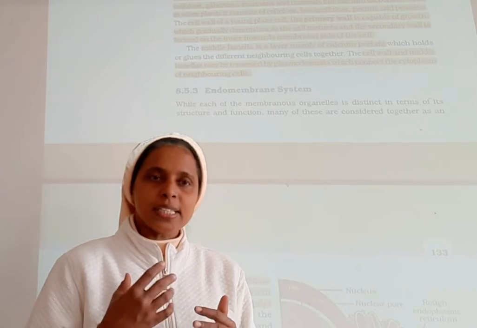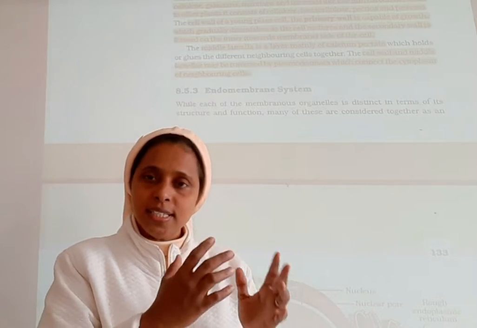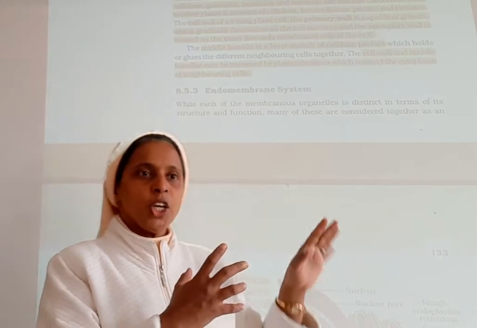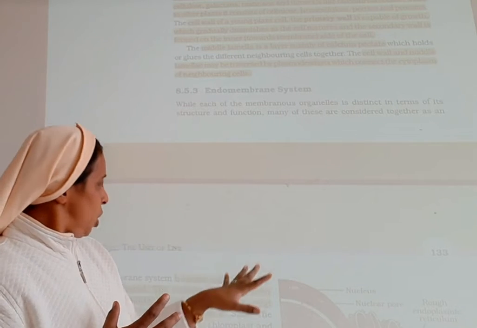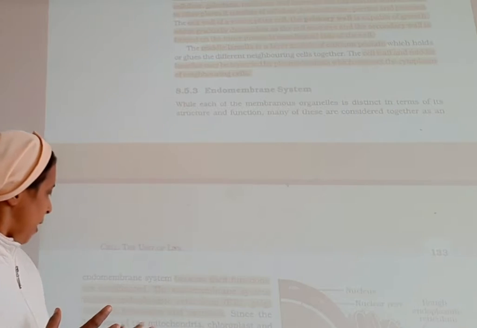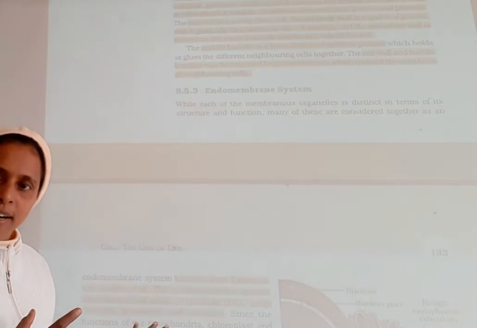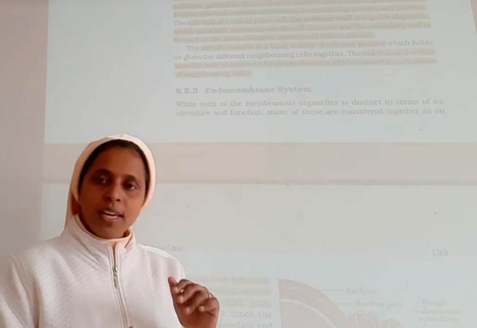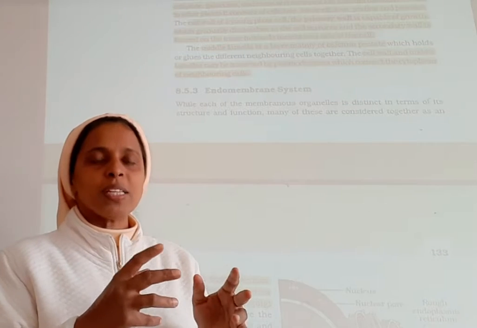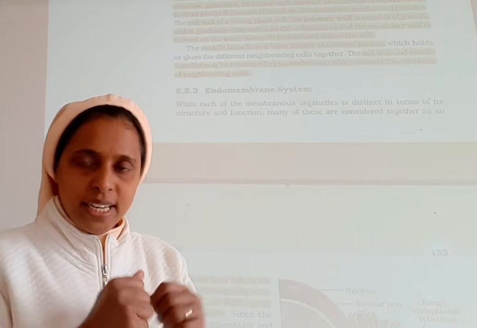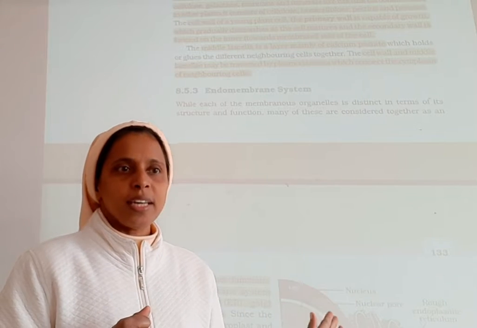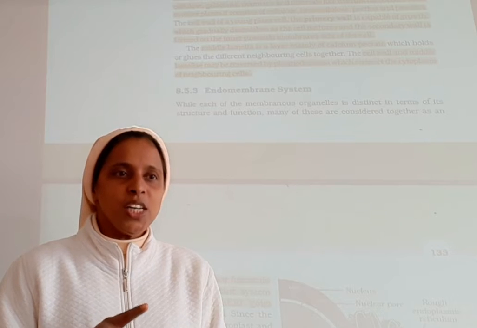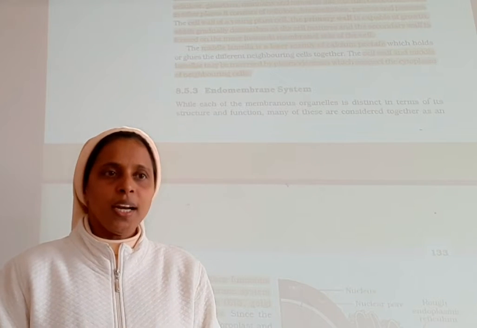The endomembranous system is coordinating in function, so these organelles can be included. Endoplasmic reticulum is included in this one. Then Golgi complex is included. Lysosomes are included. Vacuoles are included. Why? Because the endomembrane system is coordinating in function, so it includes endoplasmic reticulum, Golgi complex, vacuoles, and lysosomes.